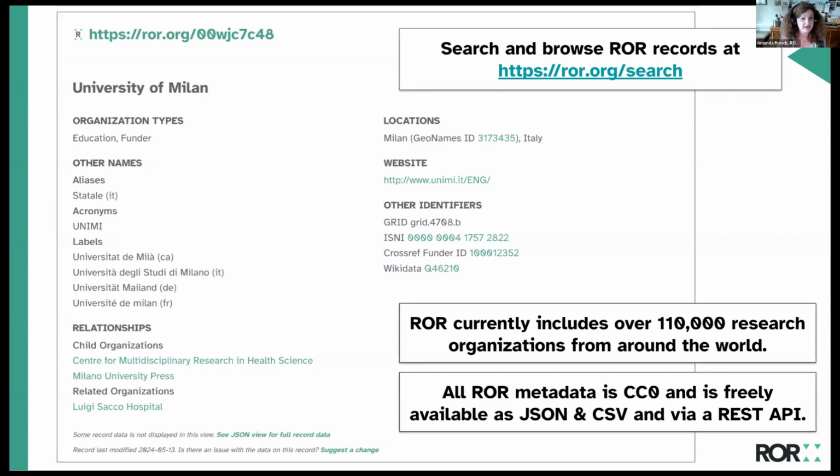And in case you hadn't noticed, there on the bottom left is the place where you can suggest a change. In small print down there, we'll tell you when this record was last modified. And if you'd like to suggest a change to this record, you can do so quite easily, just with the form on the web. We have a central team of curators that reviews all requests.